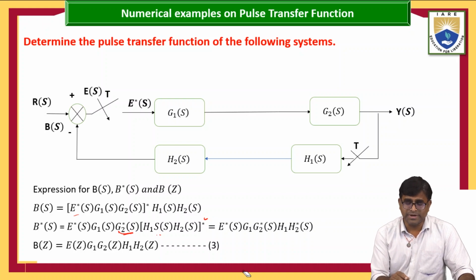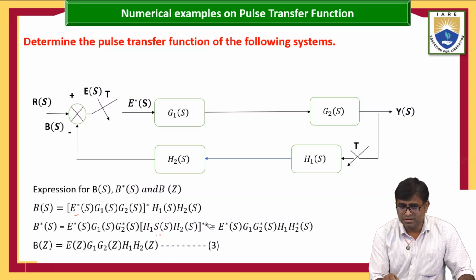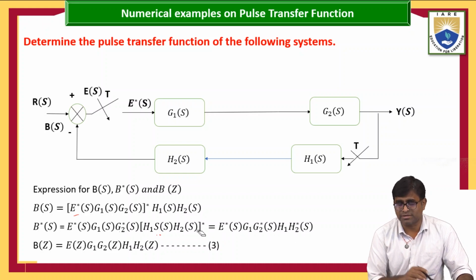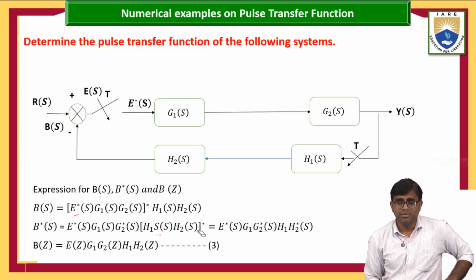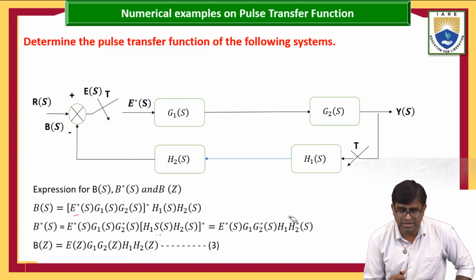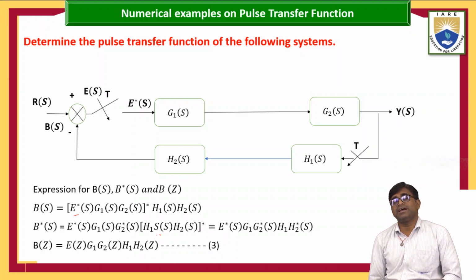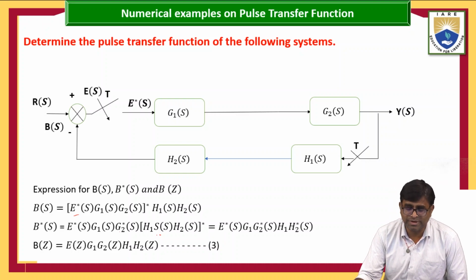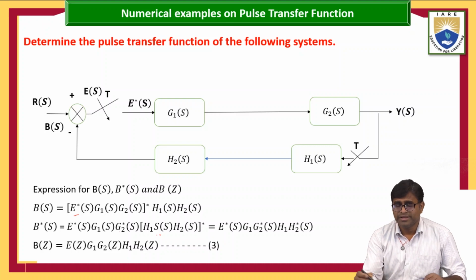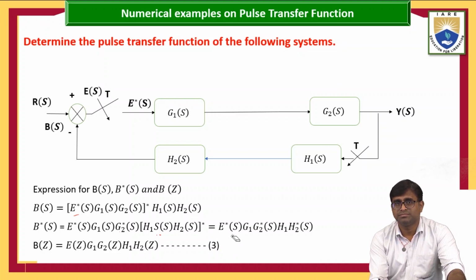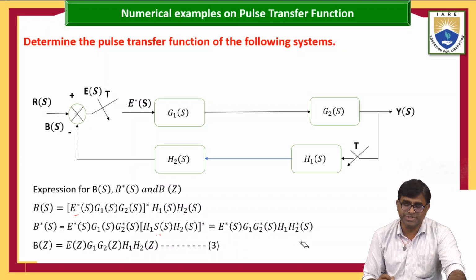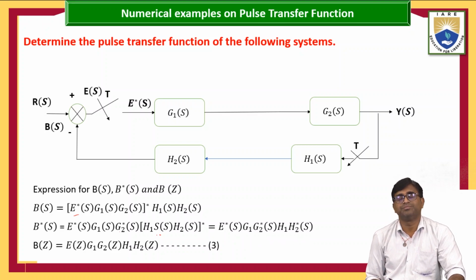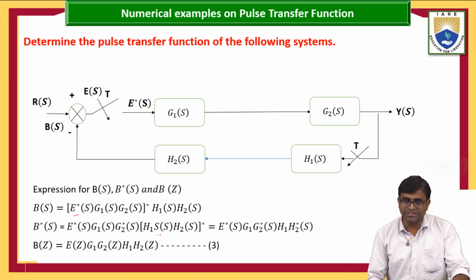After that, here we get E star of S, G1 G2 of S, H1 H2 of S. Now apply the Z transform to this equation. So what happened? Here, with the Z transform, we get E of Z, G1 G2 of Z, H1 H2 of Z, where S has become Z. Okay, we have got the third equation.